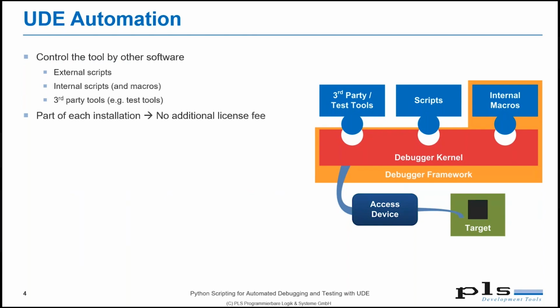The purpose of UDE automation, as the name implies, is basically to automate debugging and to automate testing by controlling the debugger from other software. This can be done using a script, so that's the topic for today, but you can also control the UDE debug tool from third-party software, such as commercial test tools.